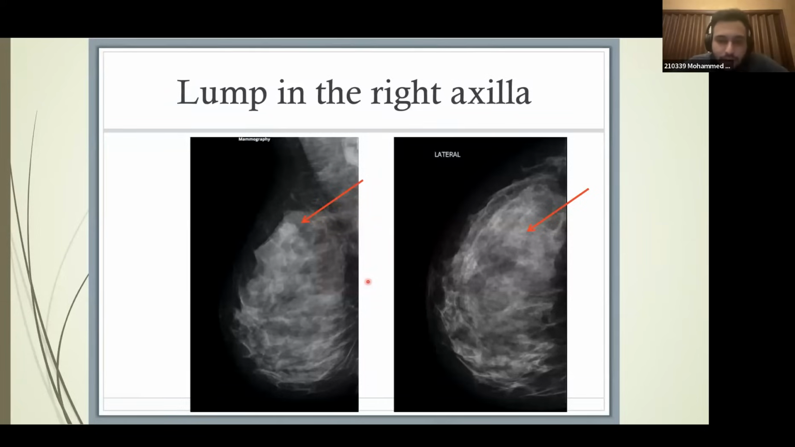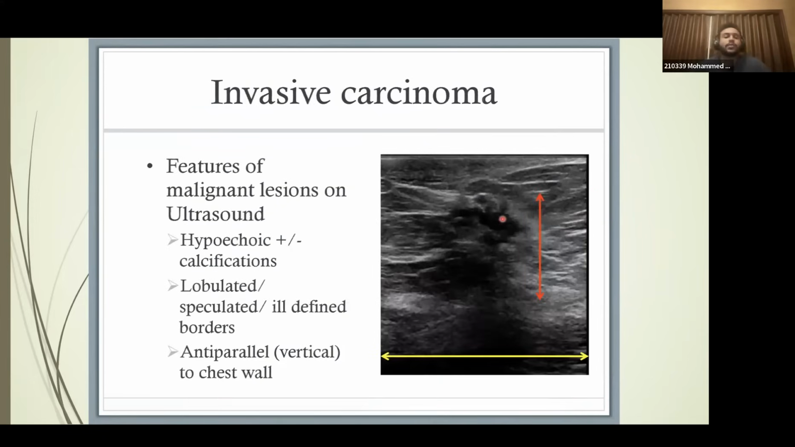Okay. Now in this one, what's the problem with this patient here? Why is the lump not that clear? Exactly, perfect. It's very glandular. So in this case, what would you use? Ultrasound, that's it. Okay, so I'm going to use ultrasound in this case. So in ultrasound, this is very important, that you tell the differences between a cyst, fibroadenoma versus invasive carcinoma.